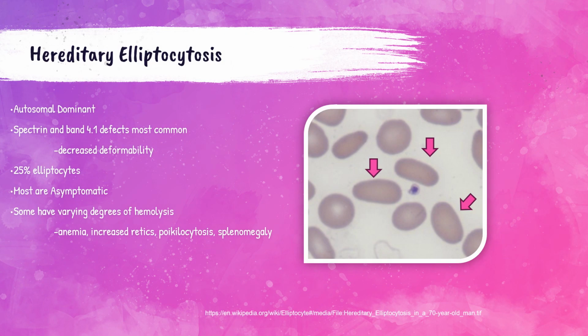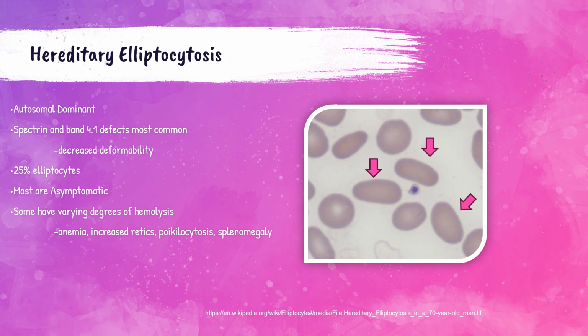So these are elliptocytes or ovalocytes. These are oval to elongated red blood cells. They can look like cigars or can even be egg-shaped. Hereditary elliptocytosis is an autosomal dominant inherited disorder. It mostly causes spectrin and band 4.1 defects, which decrease the deformability of the red blood cell.